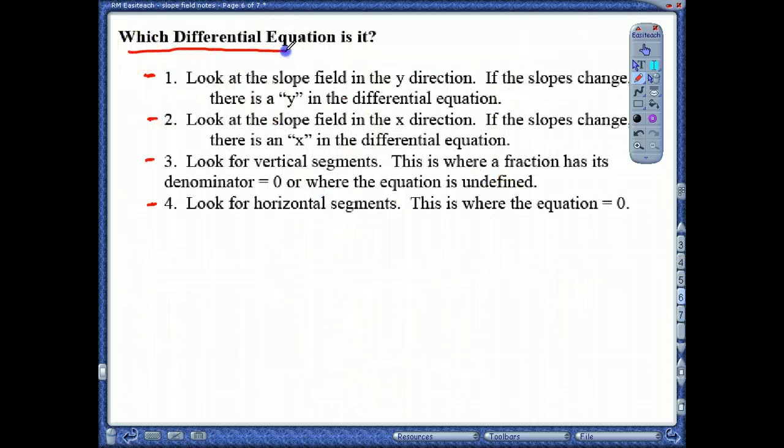So no matter which way you're going, kind of look back at these. Which differential equation is it? You may have to plug in a couple points and see which one does represent that differential equation.